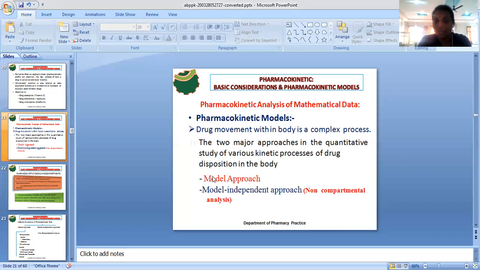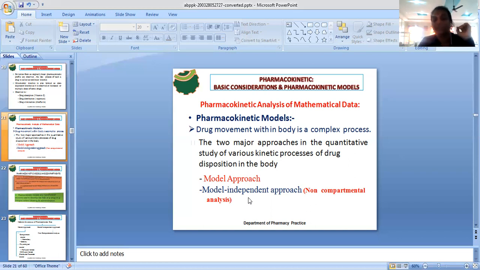Here, the most common model approach is the compartmental approach. In the other approach, no model is considered. It can simply be explained as such, without consideration of any model, any compartment model. That's why it is said to be the model independent approach, which is the non-compartmental analysis. Model analysis can be done under the model approach, which is the compartmental analysis. Here, no compartmental consideration takes place, so it is said to be the non-compartmental analysis.